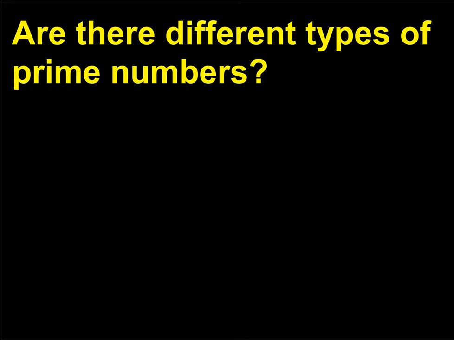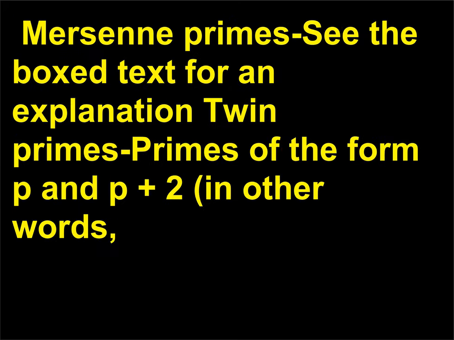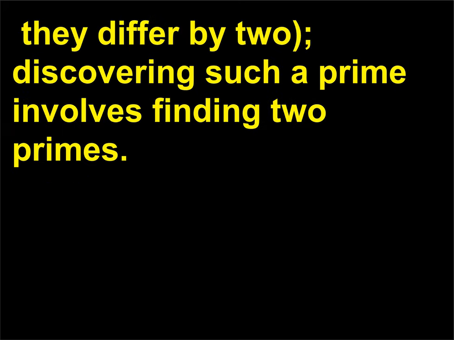Are there different types of prime numbers? Yes, there are different types of prime numbers, including the following. Mersenne primes. See the box text for an explanation. Twin primes. Primes of the form p and p plus 2, in other words, they differ by 2. Discovering such a prime involves finding two primes.